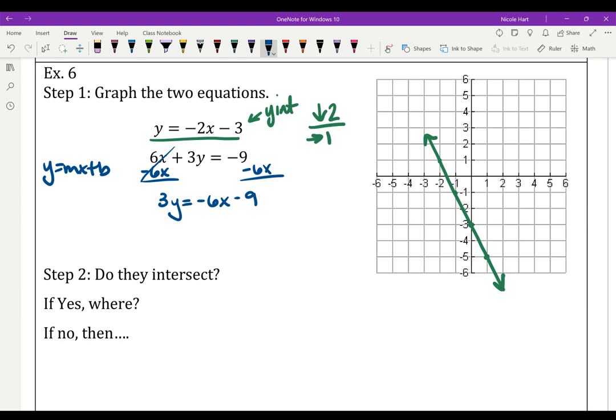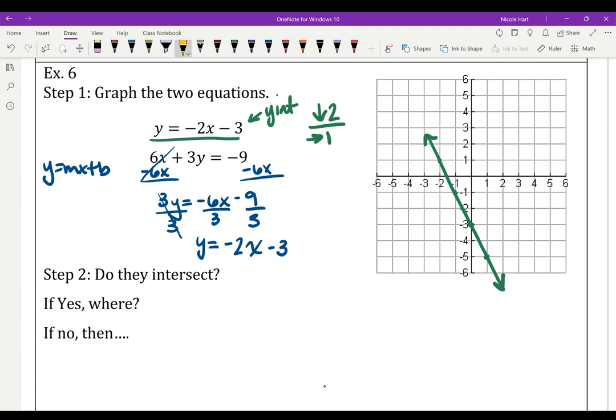And then to get the y by itself, I'm going to divide by 3. Divide by a positive 3. On the left-hand side, 3y divided by 3 cancels out the 3's. We're left with y equals negative 6x divided by 3. Negative 6 divided by 3 is negative 2x. And then negative 9 divided by 3 is negative 3.